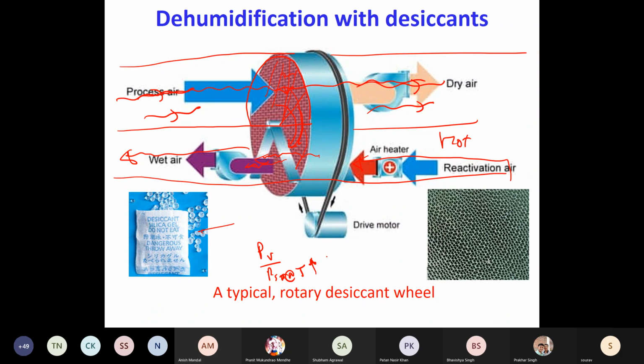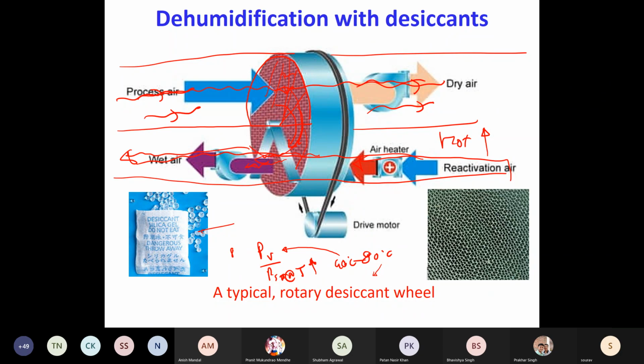If you raise the temperature of air from 40 to 80 degrees, corresponding to 40 degrees you can have a partial pressure of water vapor of around 8 or 9 kPa. Corresponding to 80 degrees, you can go up to 50 kPa. So you have more scope of releasing moisture into this incoming air. That's why we heat this air and then allow it to pass through the silica gel. Now the incoming hot air has potential to take up moisture from the silica gel. So it picks up moisture and the silica gel becomes drier.